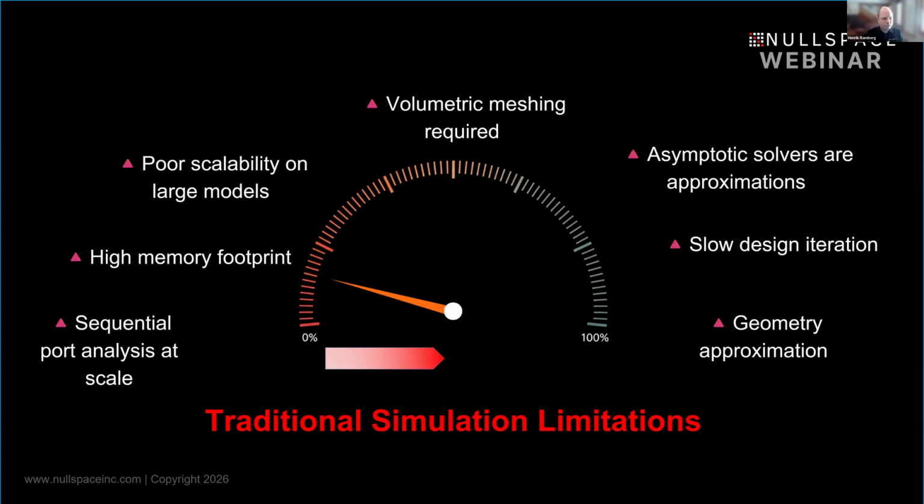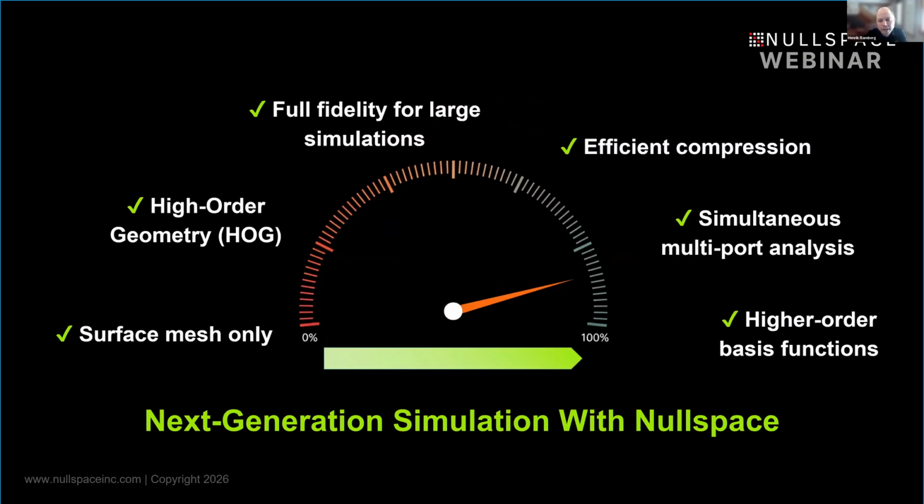Let's move to the next slide and highlight a few things here with what Nullspace is doing differently. So we do the surface mesh only. We have the higher order geometry. What that means is that we are not just doing two-dimensional surface mesh elements. We are actually having three-dimensional surface elements by using quad 9 elements if needed. And that is really convenient for high curvature elements.